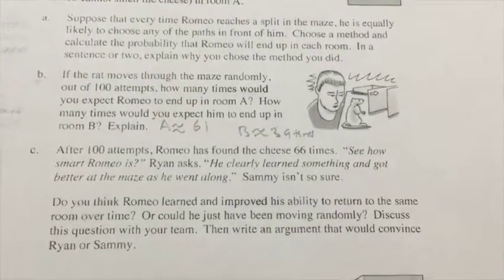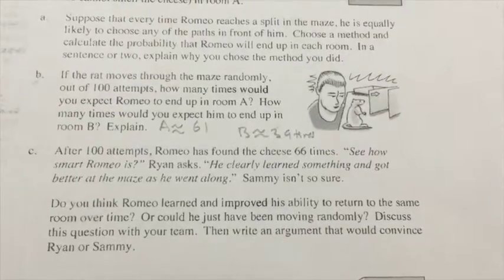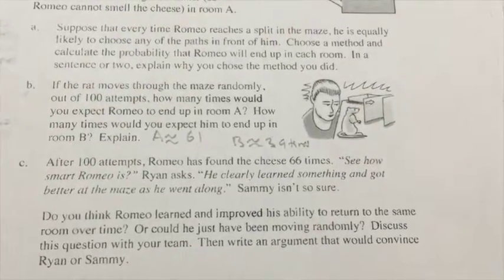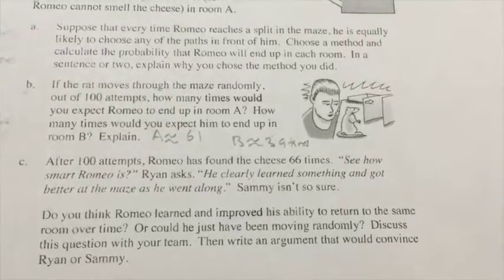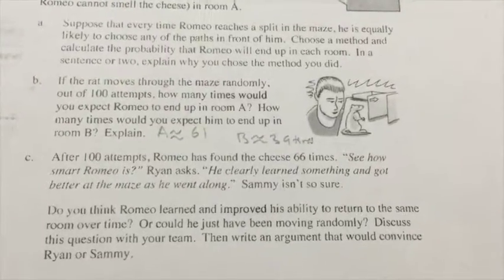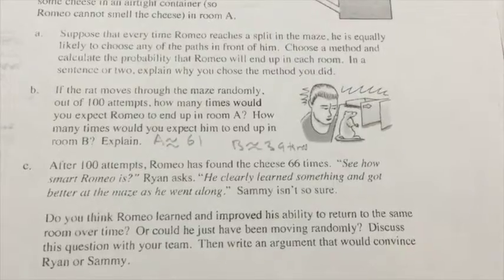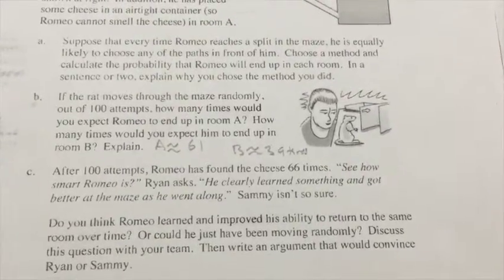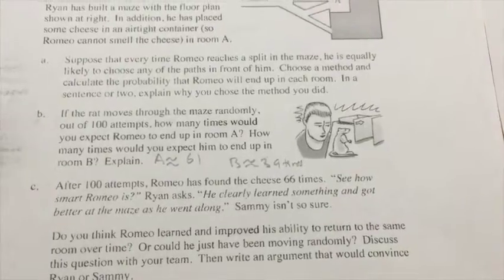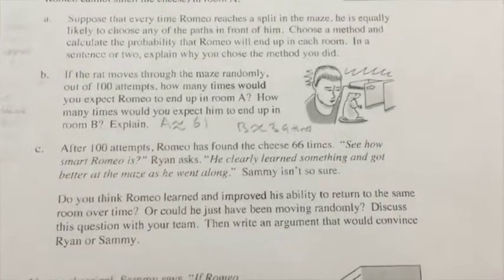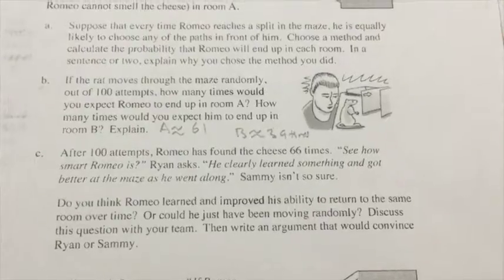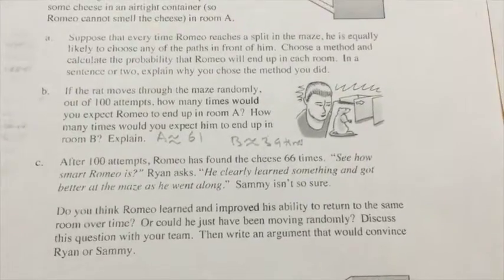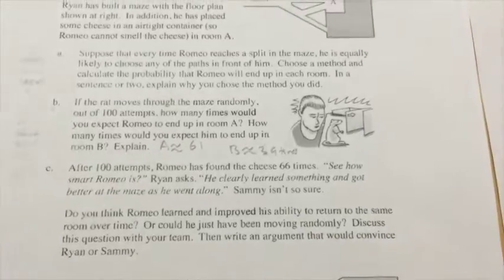We want to make sure that we can write an argument to convince either the Sammy character or the Ryan character to feel like he was right. So again, there might not be an exact correct answer. While Romeo's results are better than expected, right, because he can do it 61 times, 66 is not really that much better than 61. So as long as you have a really good argument, either one is good.